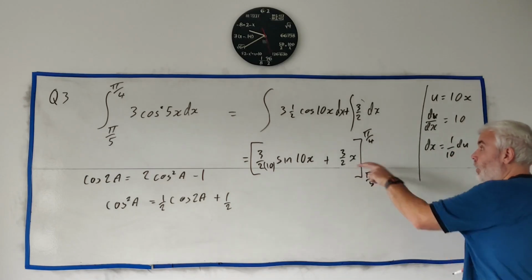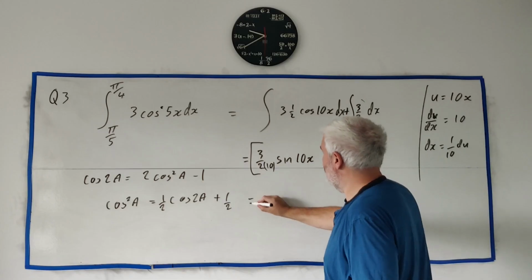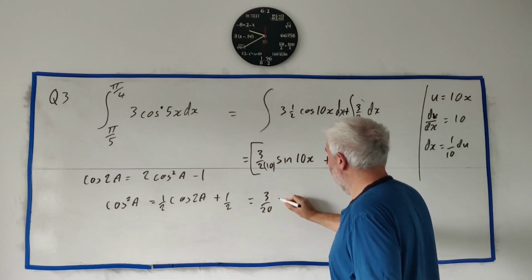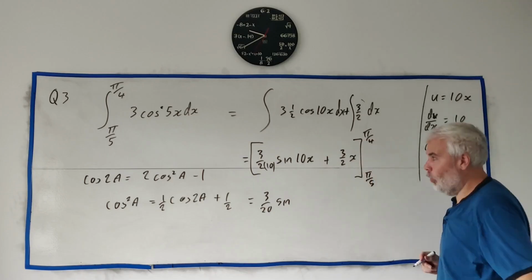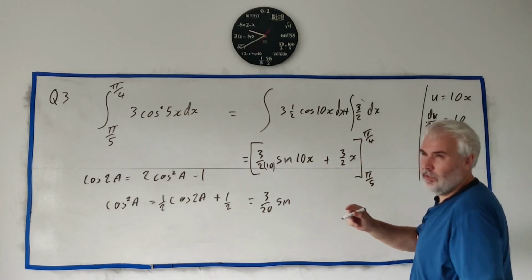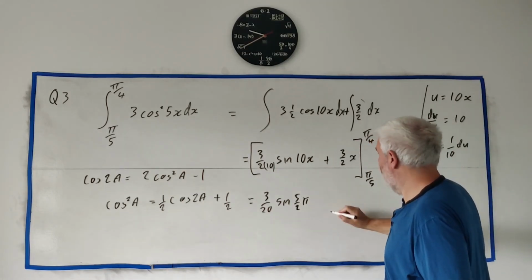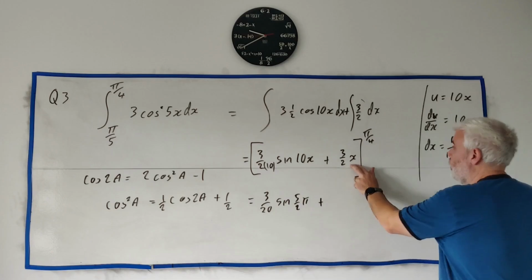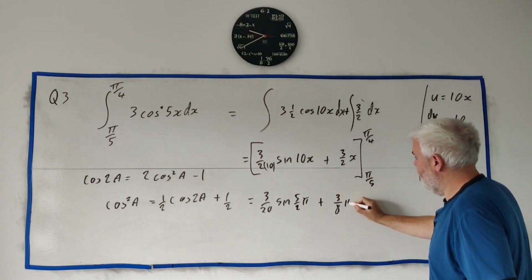So let's go ahead and start putting them in. We'll clean this up while we're here. This is equal to 3 over 20 sine times 10 pi divided by 4. 10 divided by 4 is the same as 5 over 2 pi, plus we put pi over 4 in here. That becomes 3 over 8 pi.